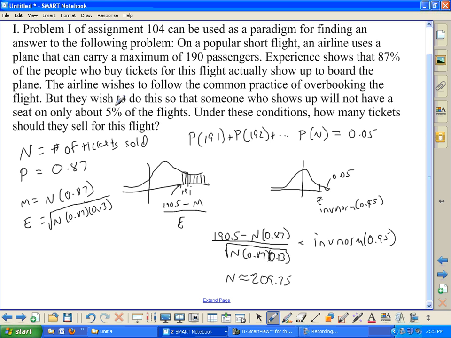Now, if the directions, as they do in this case, say we only want to bump people about 5%, if I rounded that 209.75 up to 210, that would be about 5%. Some problems say we don't want to bump people more than 5%. If I round up to 210, the more tickets you sell, the more likely it is to bump somebody, which means we'll bump somebody a little bit more than 5% of the time. If I want to bump somebody less than 5%, we would always have to round this number down, even if it is 209.75. But in this particular problem, since we're just about 5%, we can round that to about 210 tickets sold, and that is your answer to this problem.